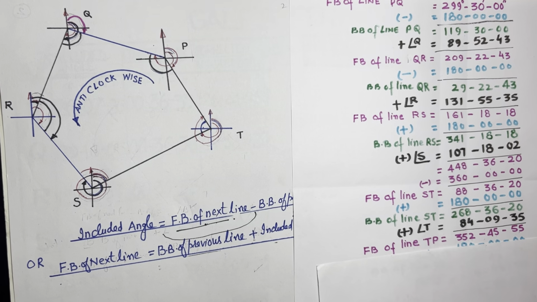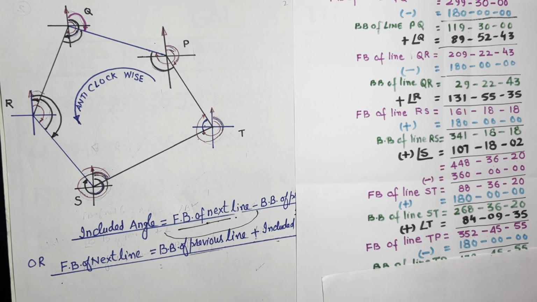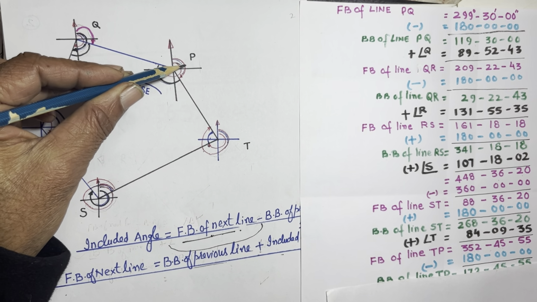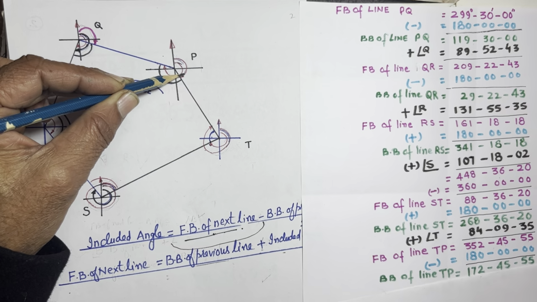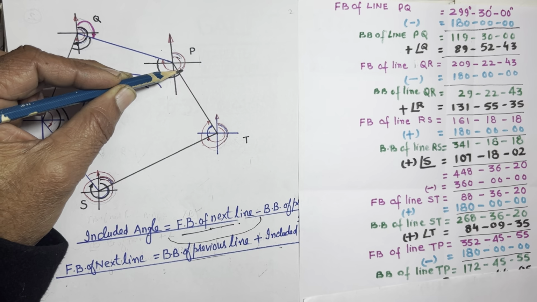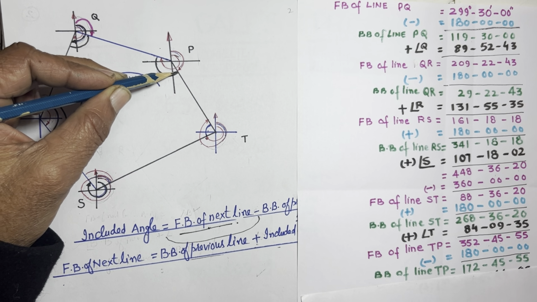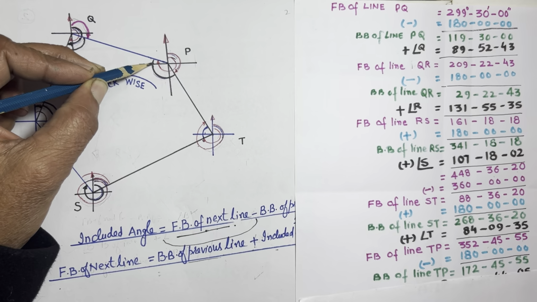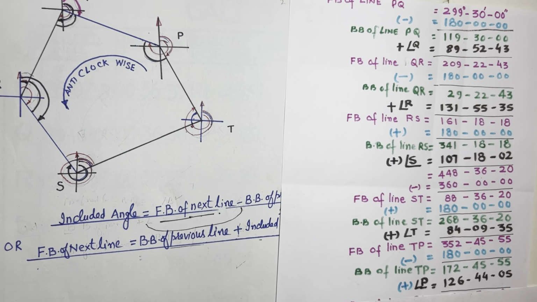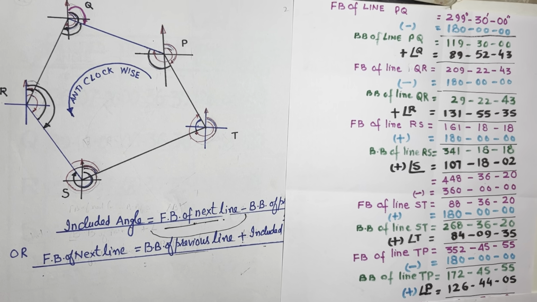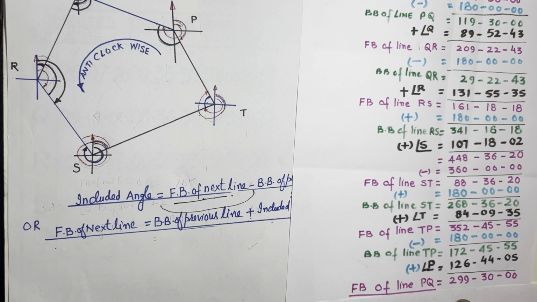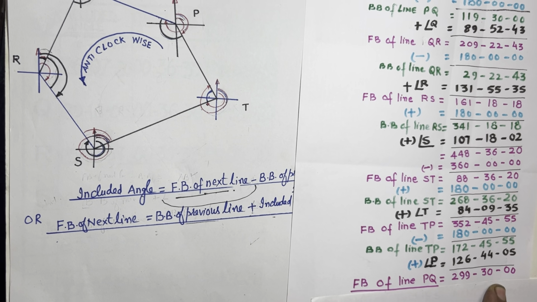From this fore bearing, again you deduct 180 degrees, and this will provide me the back bearing of line TP. This is the back bearing of line TP, equal to 172 degrees 45 minutes and 55 seconds. After this, you can add the correct angle P, 126 degrees 44 minutes and 5 seconds. This will give me the fore bearing of line PQ, equal to 299 degrees 30 minutes and 0 seconds.